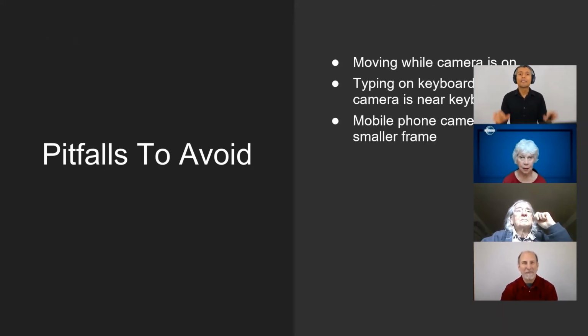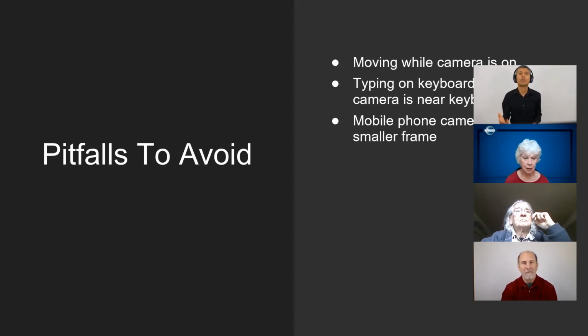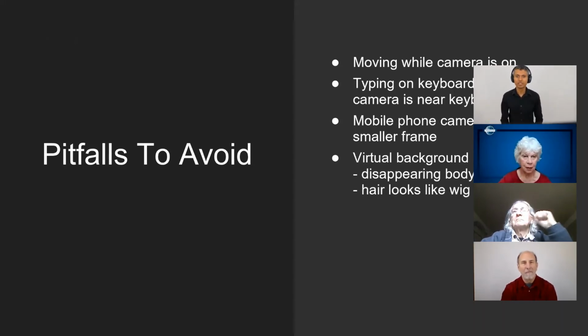Mobile phones have great cameras, but the frame is smaller. You cannot see very much. So if you can tilt it a little bit, the frame at least becomes like 80%. So I mostly try to avoid using mobile cameras because of the smaller frame. As I told you, virtual background is good to use, but without a green screen, the body parts can disappear, and the hair looks like a wig.